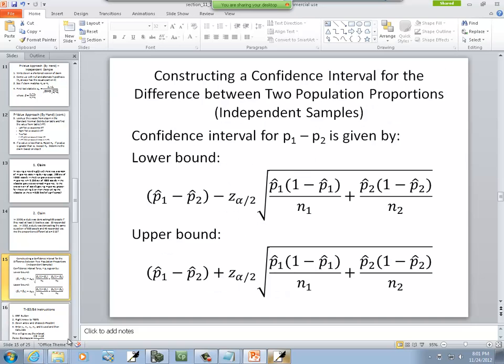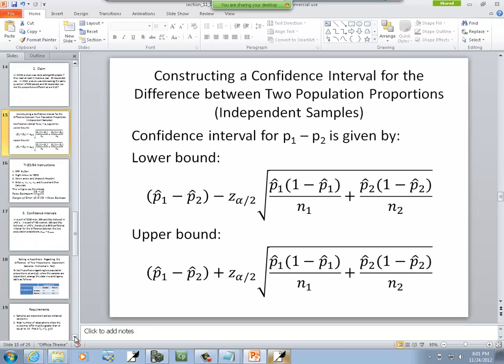Now we'll be looking at dependent here in a little bit, but let me grab a drink. Next we're going to be looking at confidence intervals. I'm going to come back to all that. Let's go down to our problem.